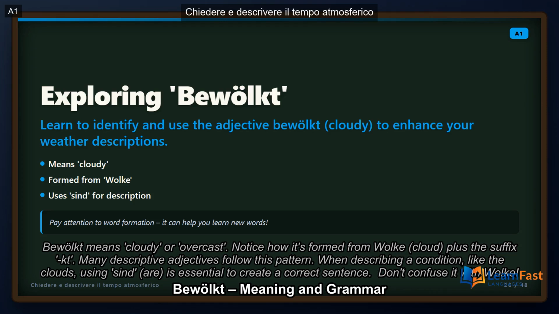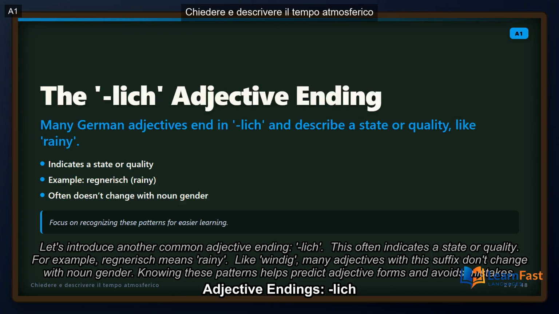When describing a condition, like the clouds, using "sind" (are) is essential to create a correct sentence. Don't confuse it with "Wolke". Let's introduce another common adjective ending, "-lich". This often indicates a state or quality.